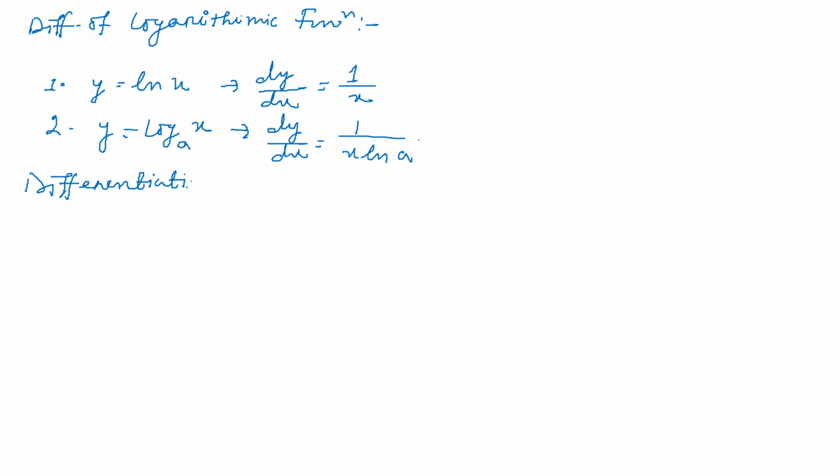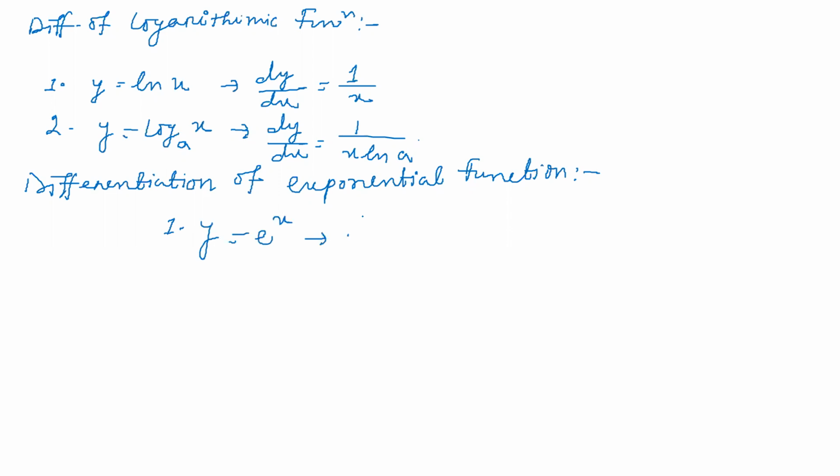Differentiation of exponential function. Number 1, if y is equal to e to the power x, then dy by dx is also e to the power x. And number 2, if y is equal to a to the power x, then dy by dx is equal to a to the power x ln a.